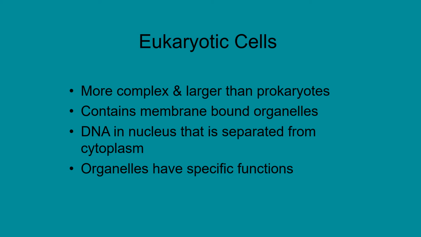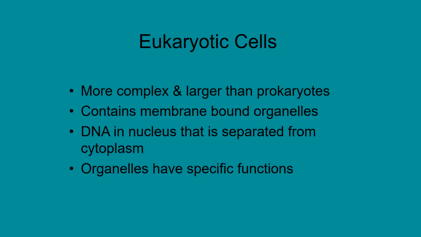Eukaryotic cells, which is what we focus on here, are more complex. They're larger than the prokaryotic cells. So all cells are divided as one of 2 types. They're classified as either prokaryotes, which are very simple. We don't tend to look at those in A&P. Prokaryotes are things such as bacteria.